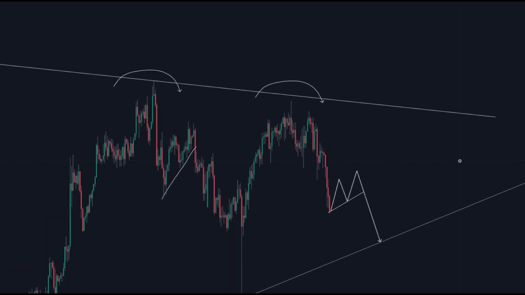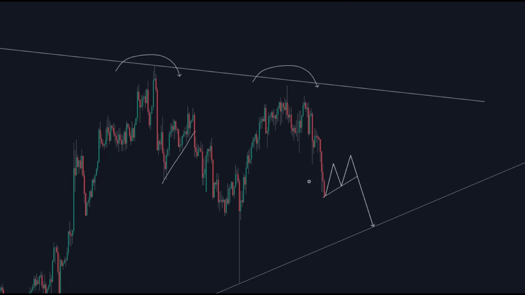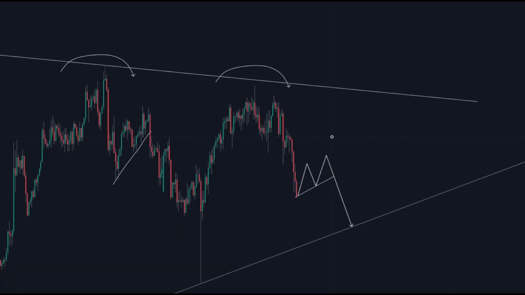Won't spend too much time on this because I've already explained the concept and the idea of why I'm doing that. I don't want to just be entering here because typically price will pull back and form these corrections.